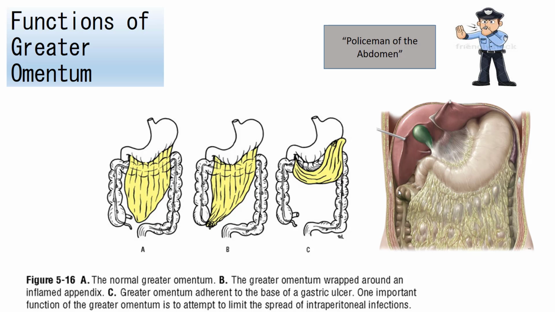As the greater omentum can move within the peritoneal cavity to seal off an inflamed area, for instance, as you can see here in B, an inflamed appendix, or in C, it's actually adherent to the base of a gastric ulcer, we can say it's kind of the policeman of the abdomen. The greater omentum also cushions organs against injury and provides insulation to prevent loss of body heat.